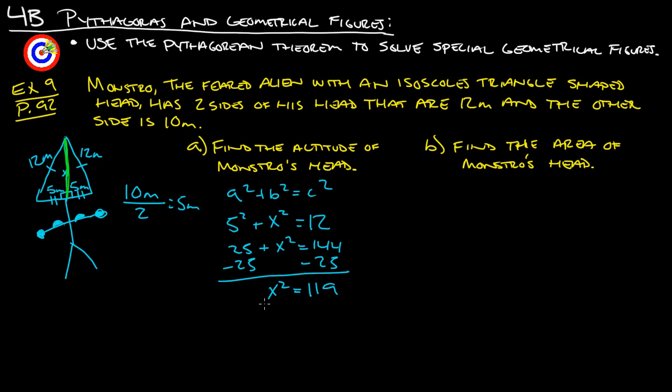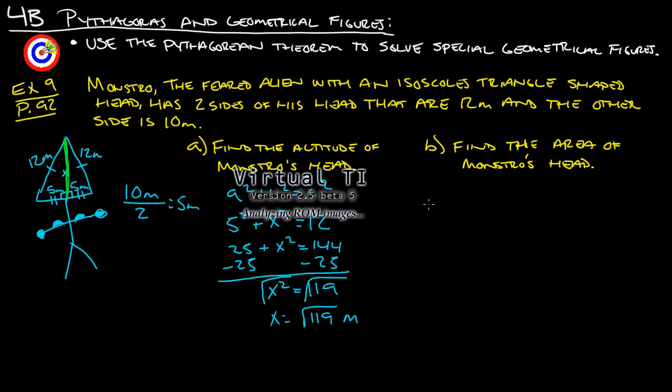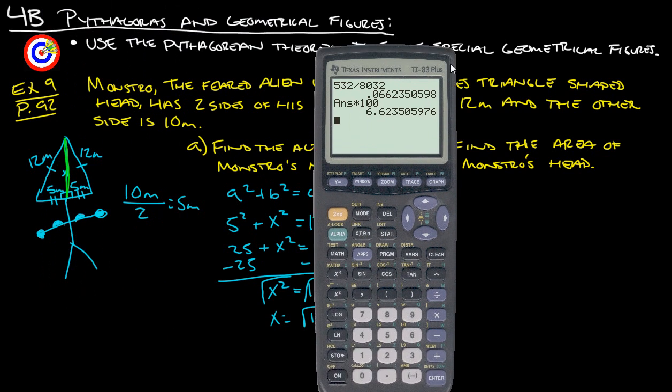Right? So we don't want to know what the x squared is, we want to know what x is. So we square root both sides. X equals the square root of 119 meters. Right? It's not terribly satisfying, so let's actually calculate it to see how big the altitude of Monstro's head is.